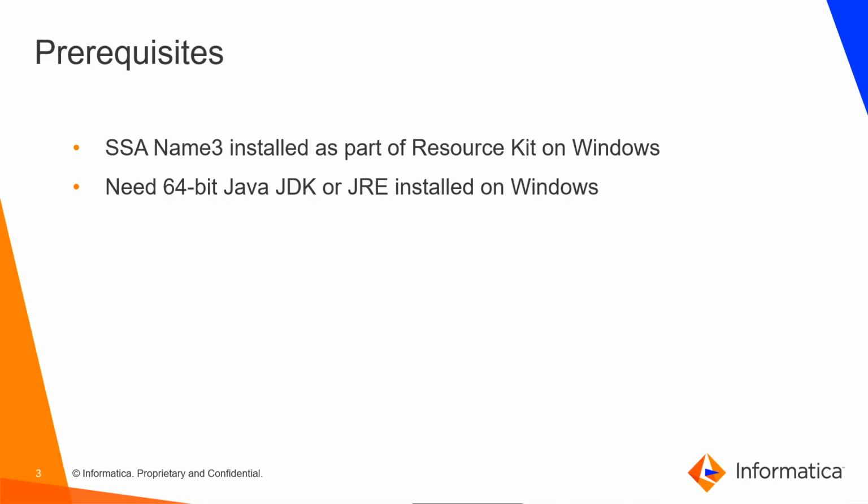So as part of prerequisites, the first thing that needs to be done is install SSA Name3 as part of Resource Kit on a Windows machine. Now the SSA Name3 tools can be launched only on a Windows machine, so make sure that the Resource Kit is installed on a Windows platform. Once this is ready, you need to make sure that you have a 64-bit Java JDK or JRE installed on this Windows machine.